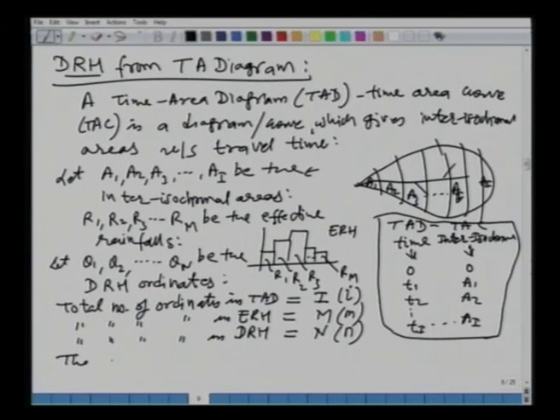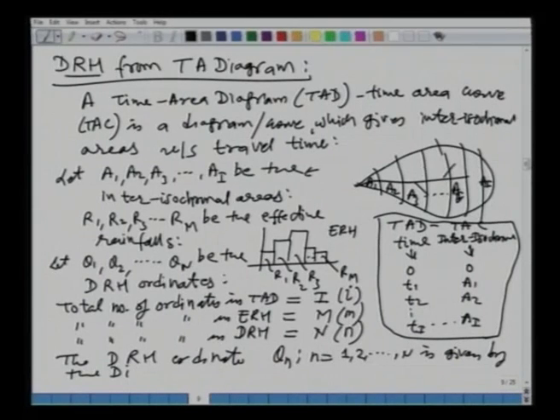Then the DRH ordinate will be what? Q subscript n, where n will go from where to where? 1, 2 all the way to capital N, is given by, using this time area concept, the discrete convolution equation.